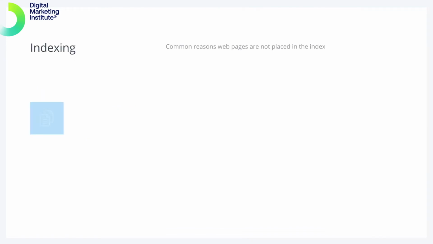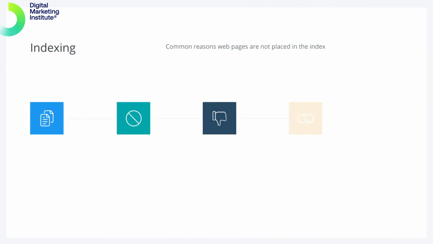The second step is indexing. Indexing is when a search engine decides whether or not it is going to use the content that it has crawled. If a crawled web page is deemed worthy by a search engine, it will be added to its index. This index is used at the final ranking stage.